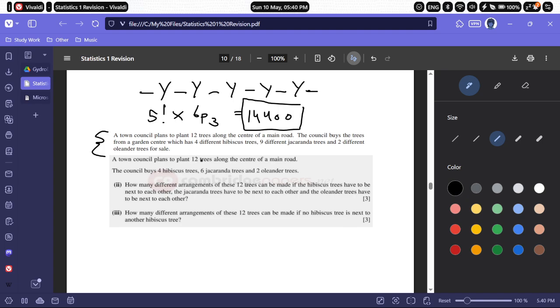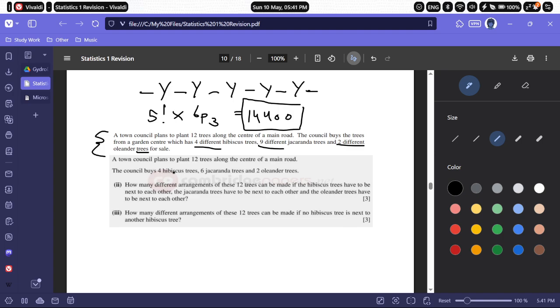Anyway, so in this question, you're told that you have 4 different hibiscus trees. Then you have 6 different trees of this type, and then 2 different of this type, right? So you have 3 groups, and keep in mind that all of them are different. So first of all, how many different arrangements of these 12 trees can be made if the hibiscus trees have to be next to each other, the second type have to be next to each other, and the third type have to be next to each other. So you get the idea that they have to be next to each other. So what does that tell you? You have to use the box method once again.